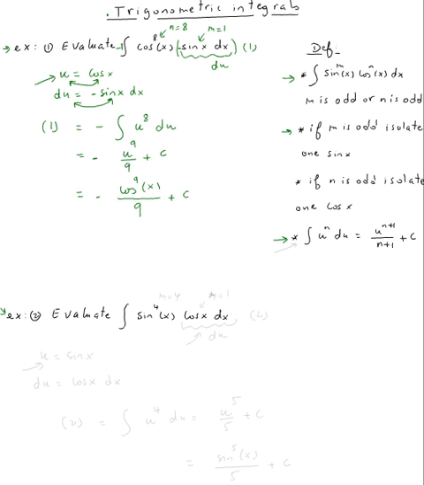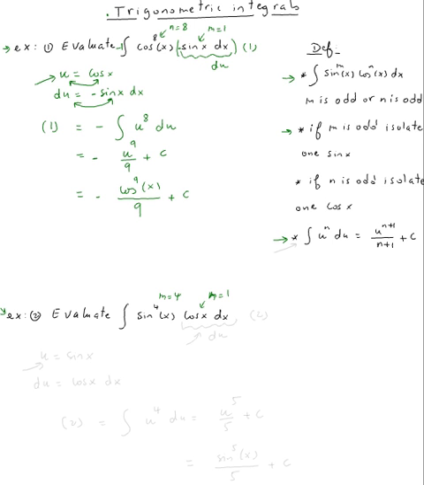Now what about example 2? See, example 2, you can even tell without looking. What is odd? Do you agree? Whatever is odd, you isolate it. So you can tell which one we call m. So m is equal to 4, and n, the exponent of cosine, is equal to 1.